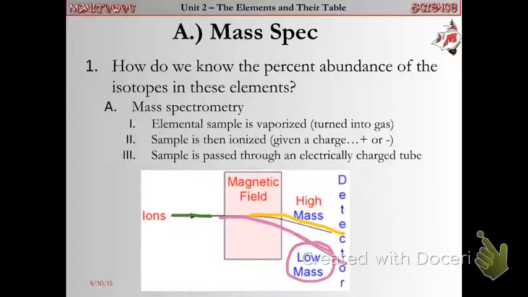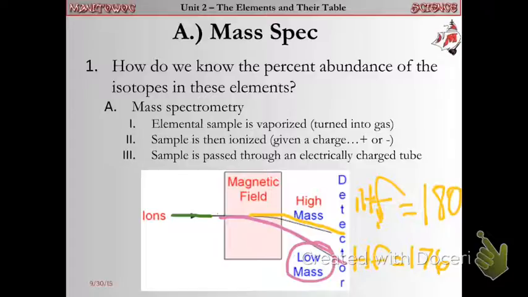We can think of the high mass as being, let's say, hafnium-180, and we can think of the low mass sample as being hafnium-176. And so the detector will pick up the percentage of the isotopes that are being spit at it.